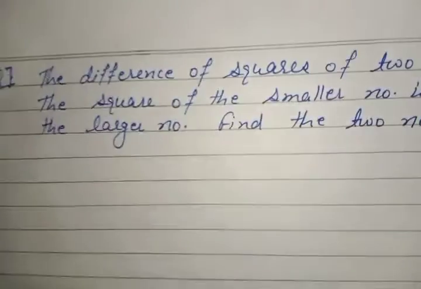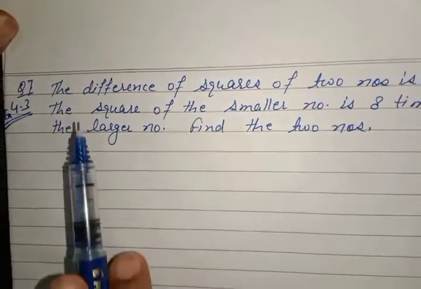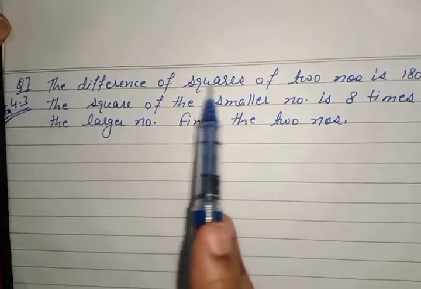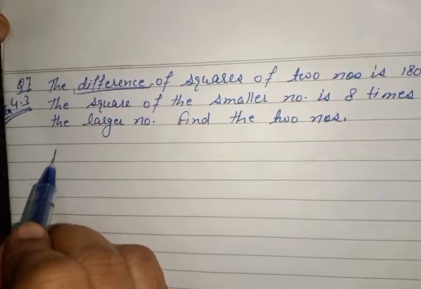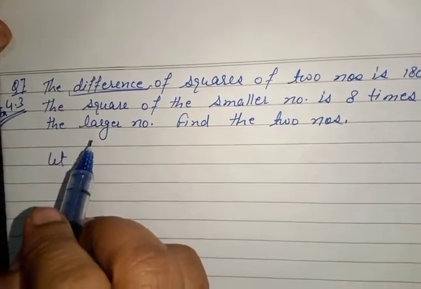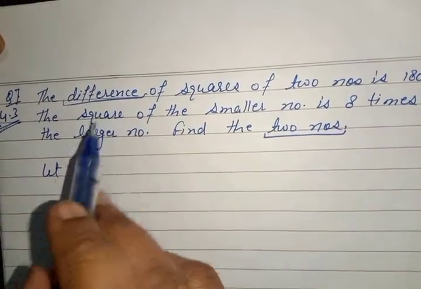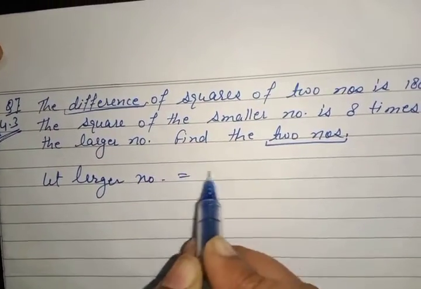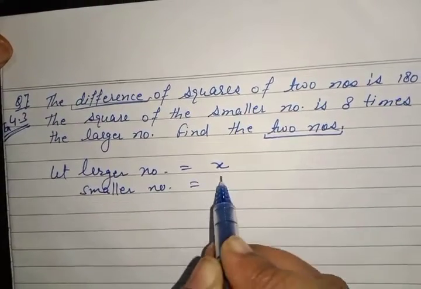Now the next question, question number 7 of exercise 4.3. Again a very important question. The difference of squares of two numbers is 180. Whenever the word difference is there, always suppose the two numbers. When the word difference is there, always suppose a larger and a smaller number. Let the larger number be x and the smaller number be y.